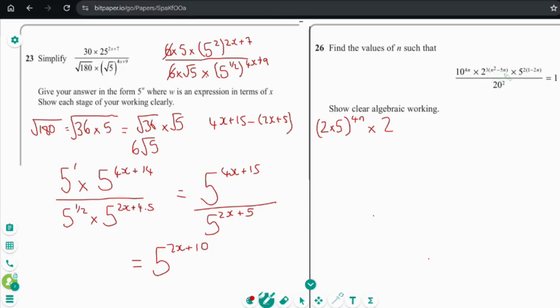I'm going to multiply out these brackets here because you've got power to a power, 3n squared minus 15n. I'm going to do the same by multiplying out these, 2 minus 4n. I'm also going to times both sides by 20 squared. But I've noticed I can write 20 squared as, well, it's 4 times 5, isn't it? But it's 2 squared times 5 squared. Now, this 2 times 5 to the power 4n, let's write that a bit differently. That's the same as 2 to the power 4n times 5 to the power 4n.